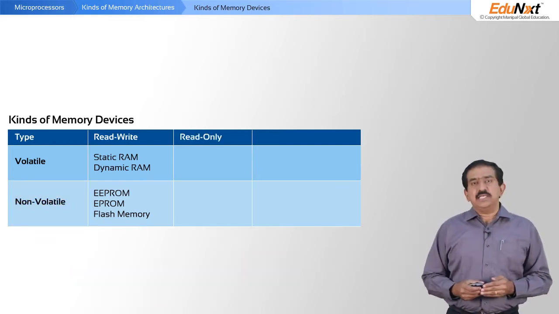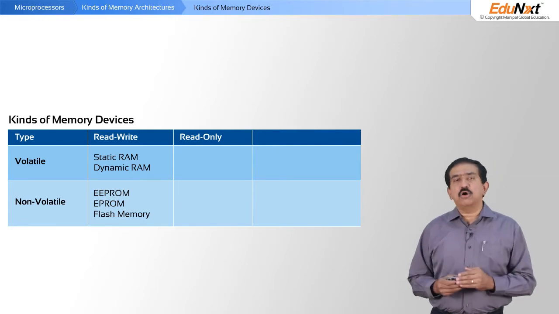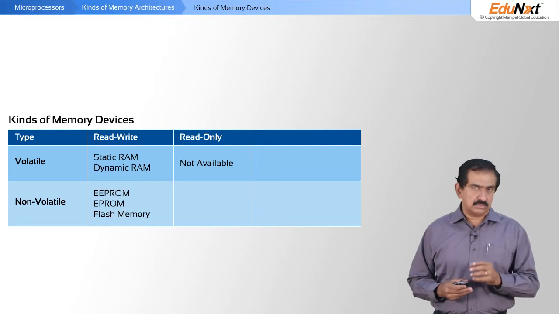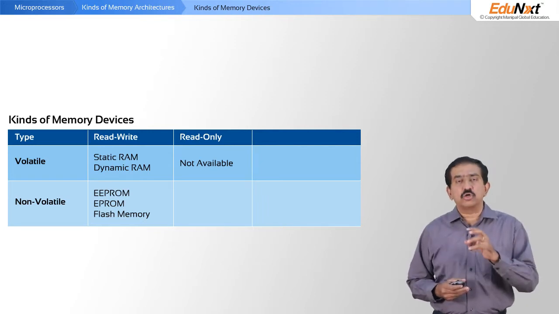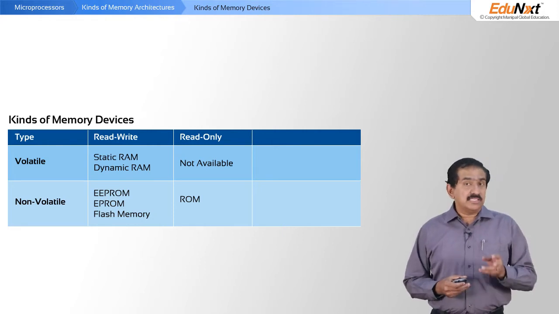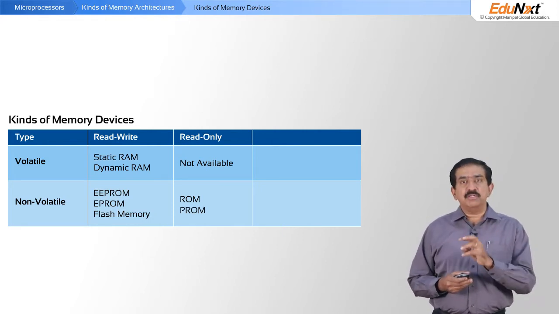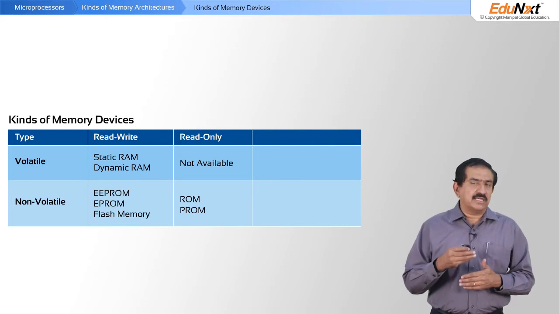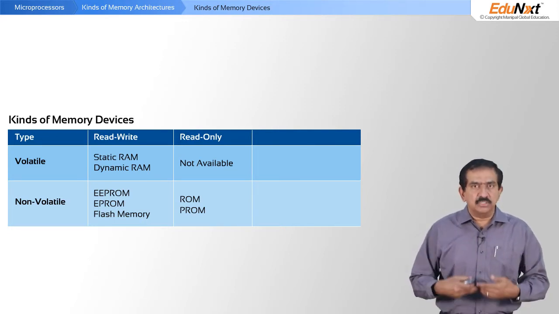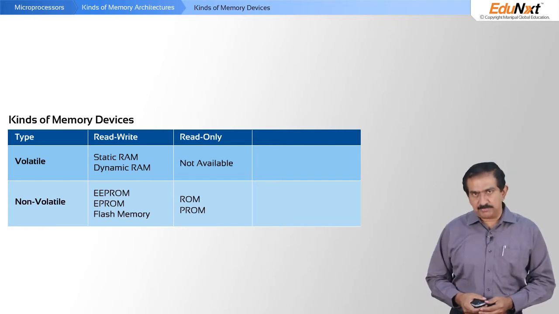On the read-only category, you have only the non-volatile kind. So there are no volatile read-only devices. And the non-volatile kind is called ROM, read-only memory. Quite simple. There is something called a PROM, programmable read-only memory, and these are devices that you can program using electrical programmers, and you can program them once.